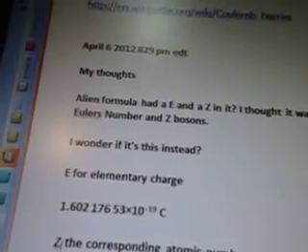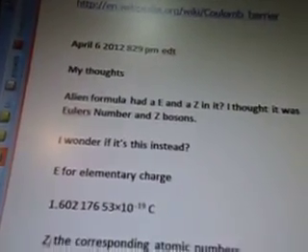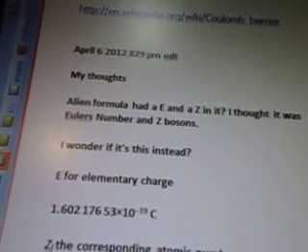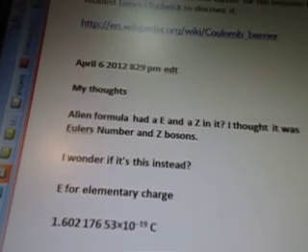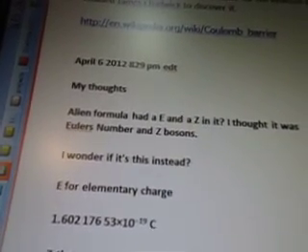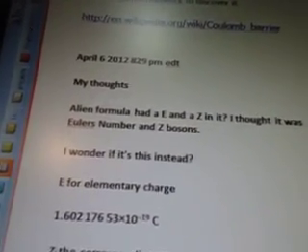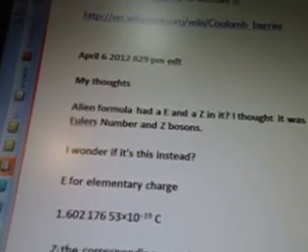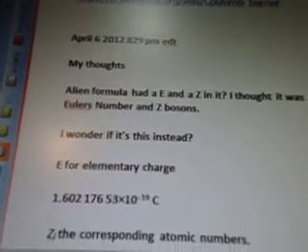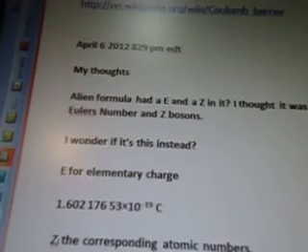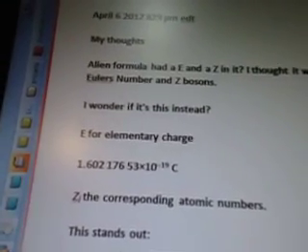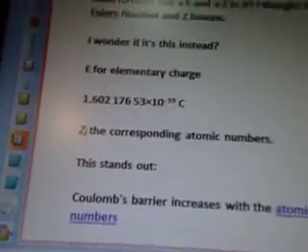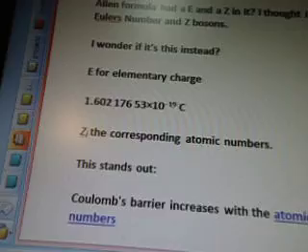So the alien formula had an E and a Z in it. I thought it was Euler's number and Z bosons. So that's what I thought earlier in these videos. We're in the 180s now. I've done up to 180 videos about this, so of course, like I said, things are going to change, fractions will change, ideas will change as we learn more and more, okay? I wonder if it's this instead, e for elementary charge, which is that number there. So Z1, the corresponding atomic numbers.